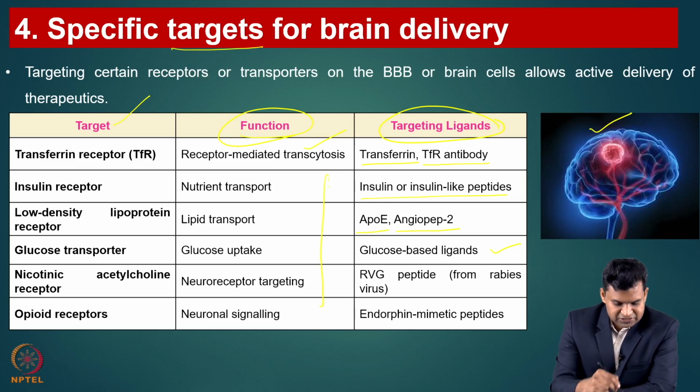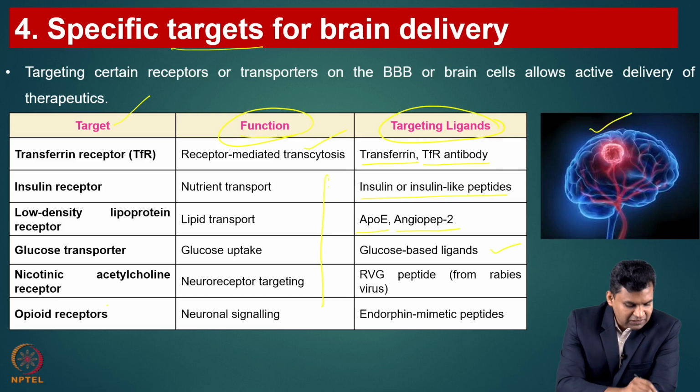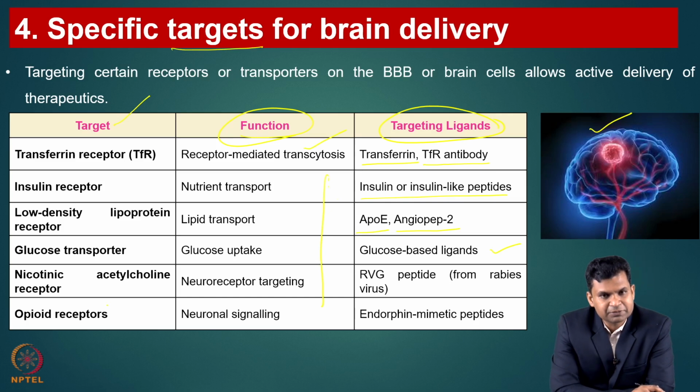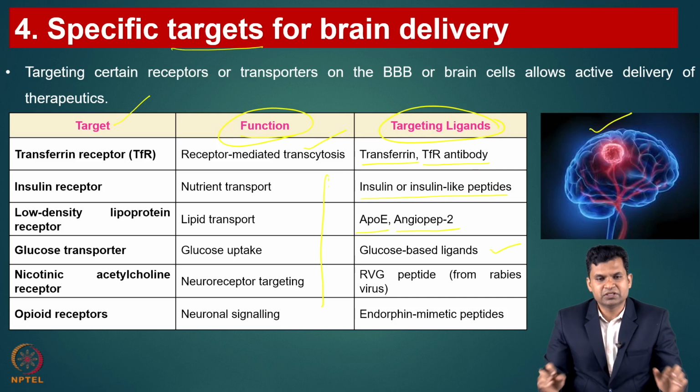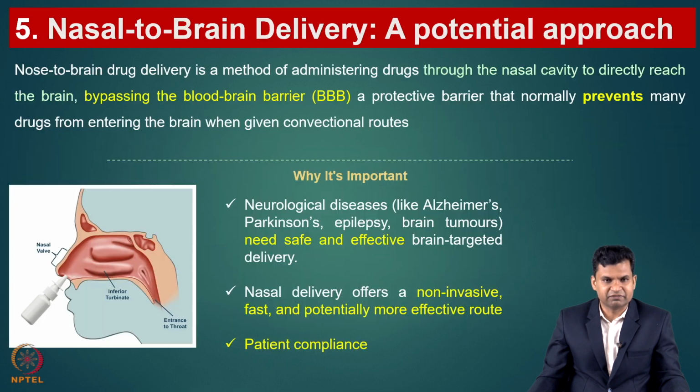All these functions can be used and we can target different receptors in the brain. So, by using specific targets, by functionalization with the targeting ligands, we can increase the accumulation of the drug molecules in the brain. So, specific targeting is also one of the approaches we can utilize for brain targeted delivery.